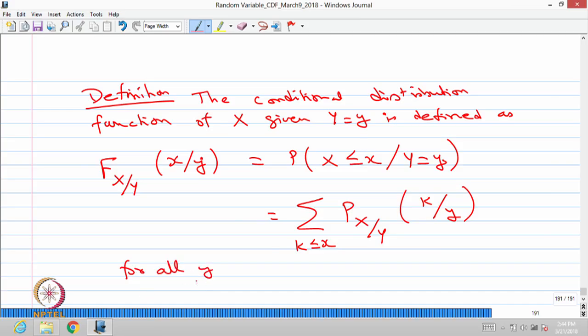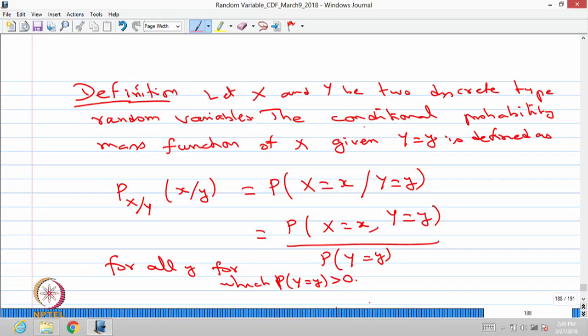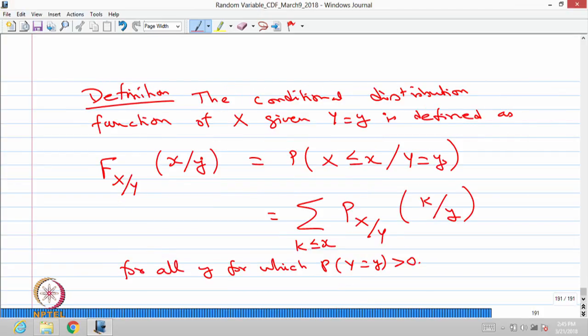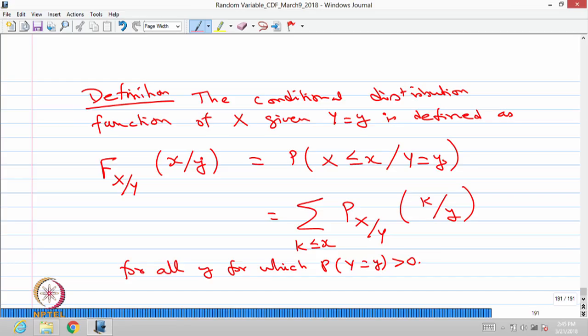This is also true for all y for which the probability of Y equal to small y has to be strictly greater than 0. Otherwise, the conditional probability mass function itself is not well defined. Therefore, you cannot get the conditional distribution function. So, in the first definition, we have explained how to get the conditional probability mass function when two random variables are of the discrete type. In the second definition, we have given, when both the random variables are of the discrete type, how one can represent a conditional distribution function of X given Y takes a value small y.